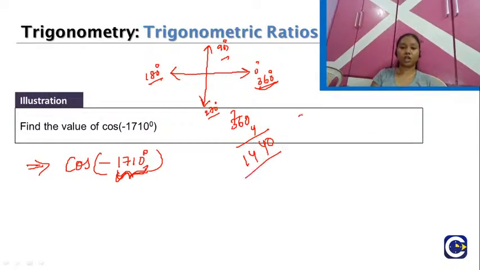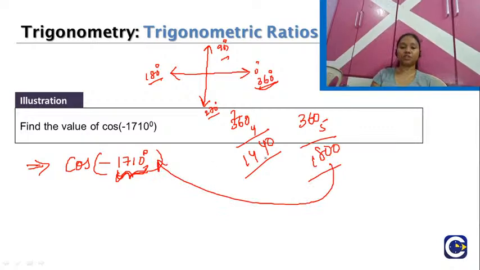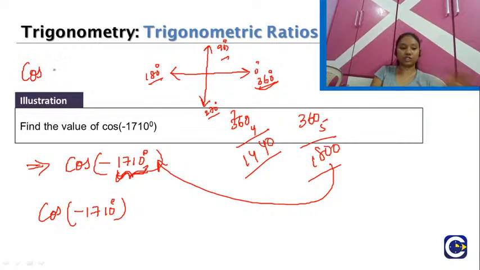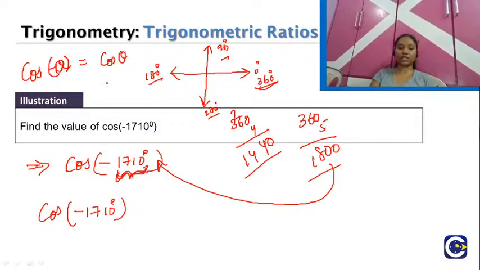So it is 14, so I'll go with 5 times 30, so 1800. If you observe, the difference between our angle 1800 and 1710 is only 90 degrees. Now I'll take cos of minus 1710. There is a property, if you have gone through my first sessions, you will have seen this: cos of minus theta will always be equal to cos theta. So here cos of minus 1710 degrees will be equal to cos 1710 degrees.